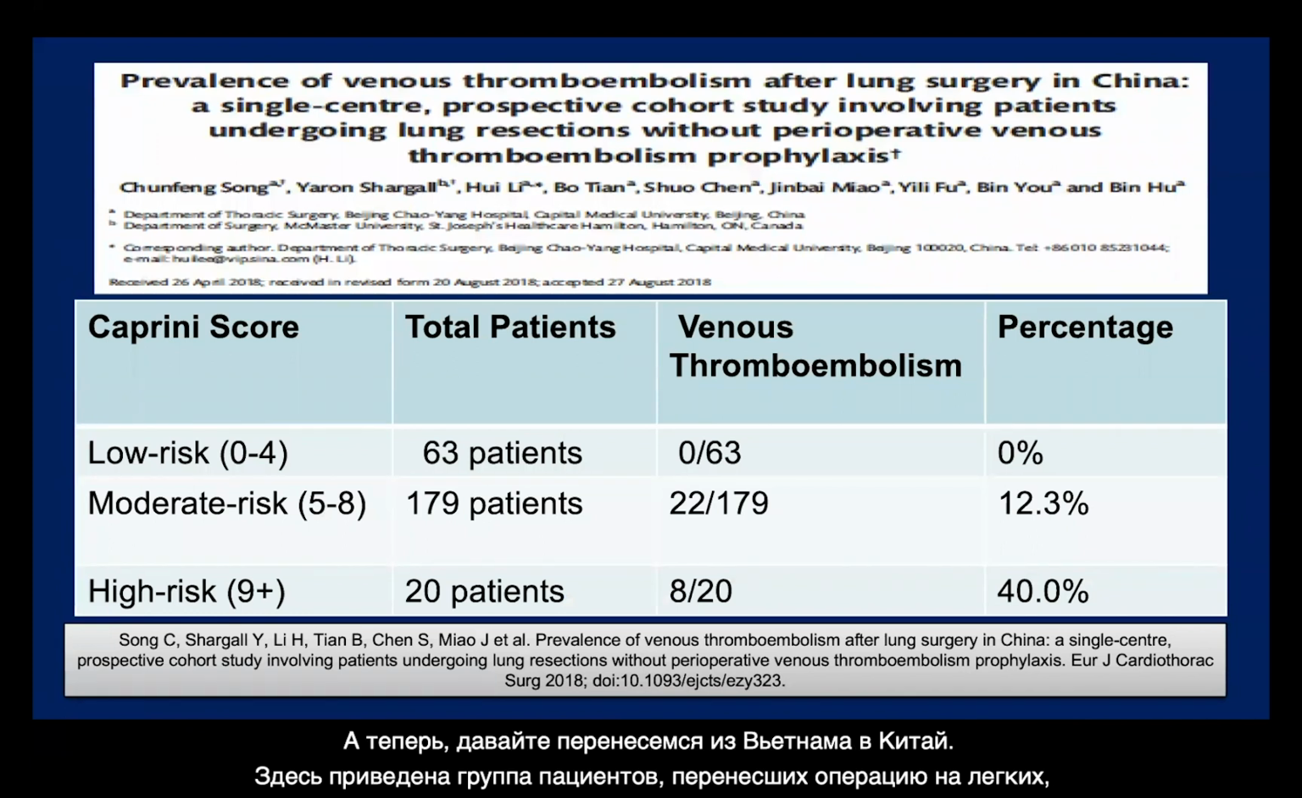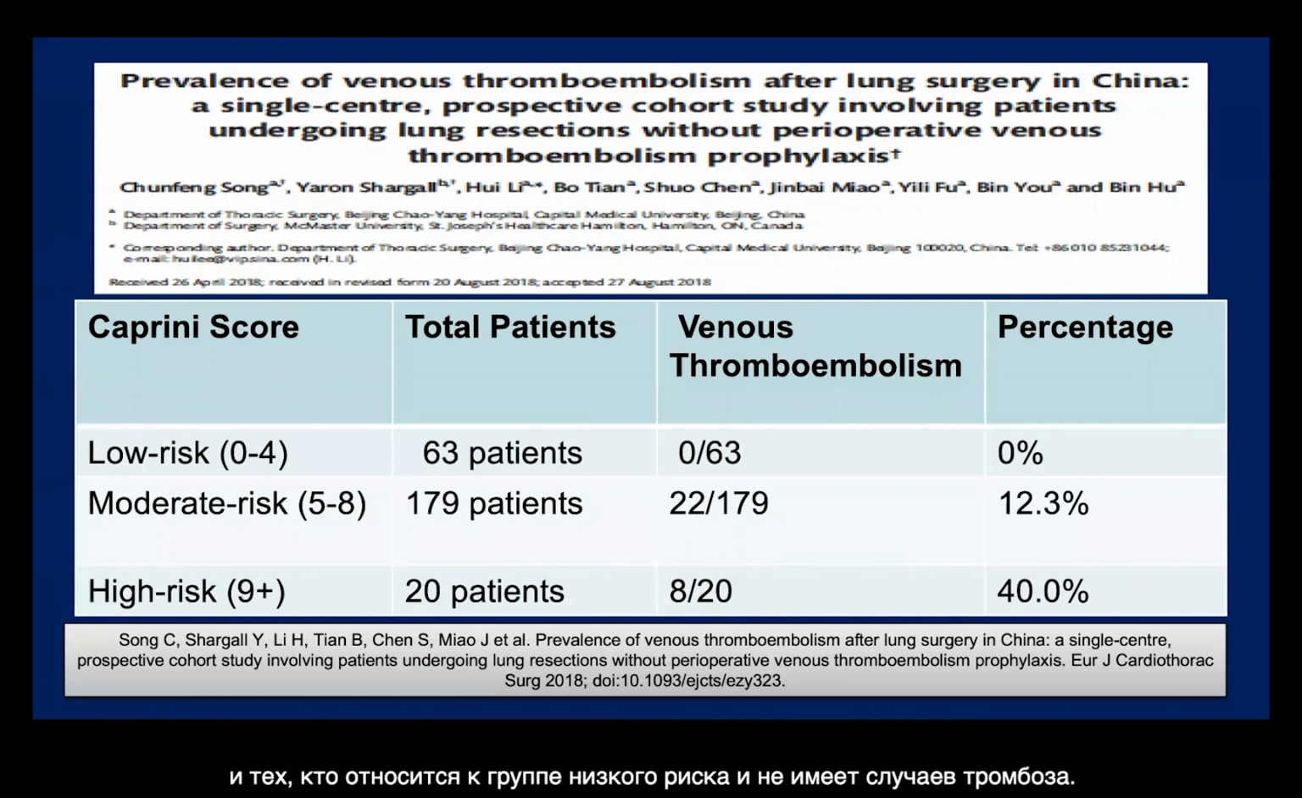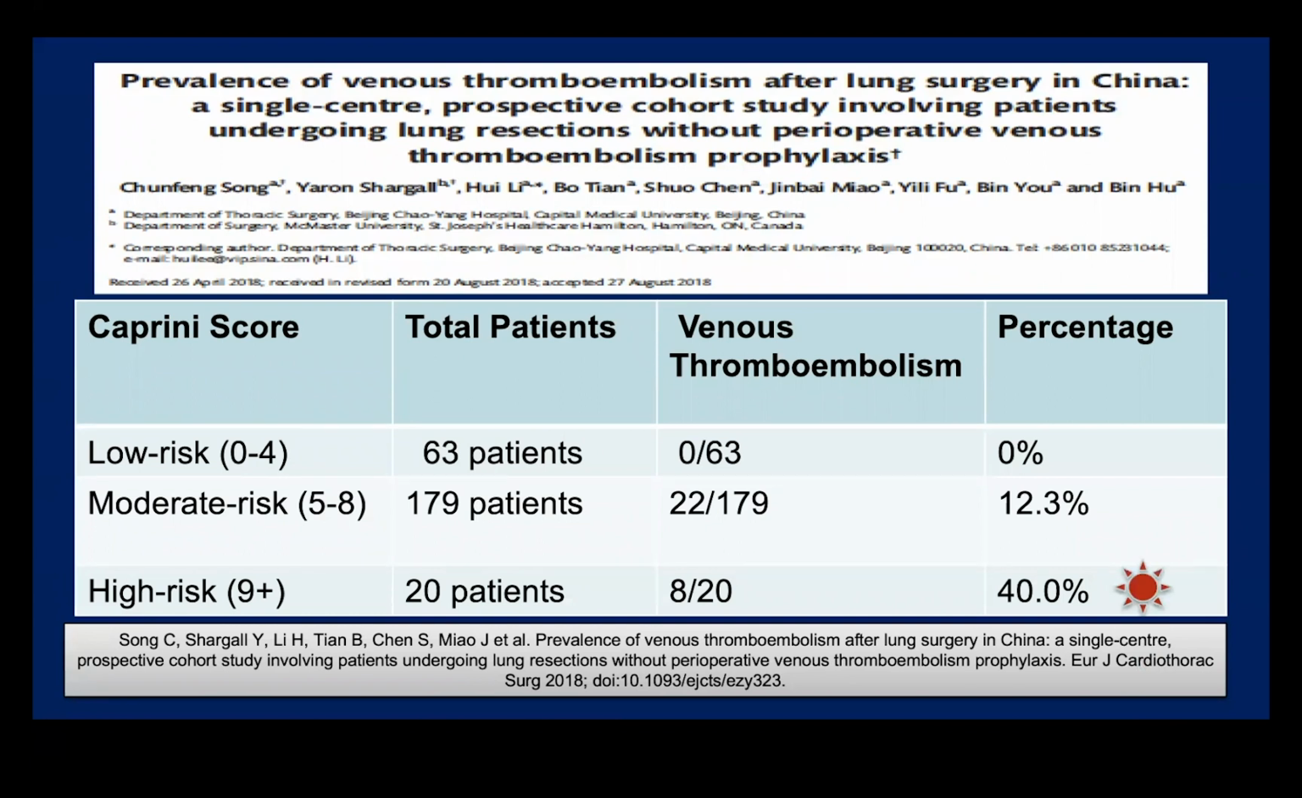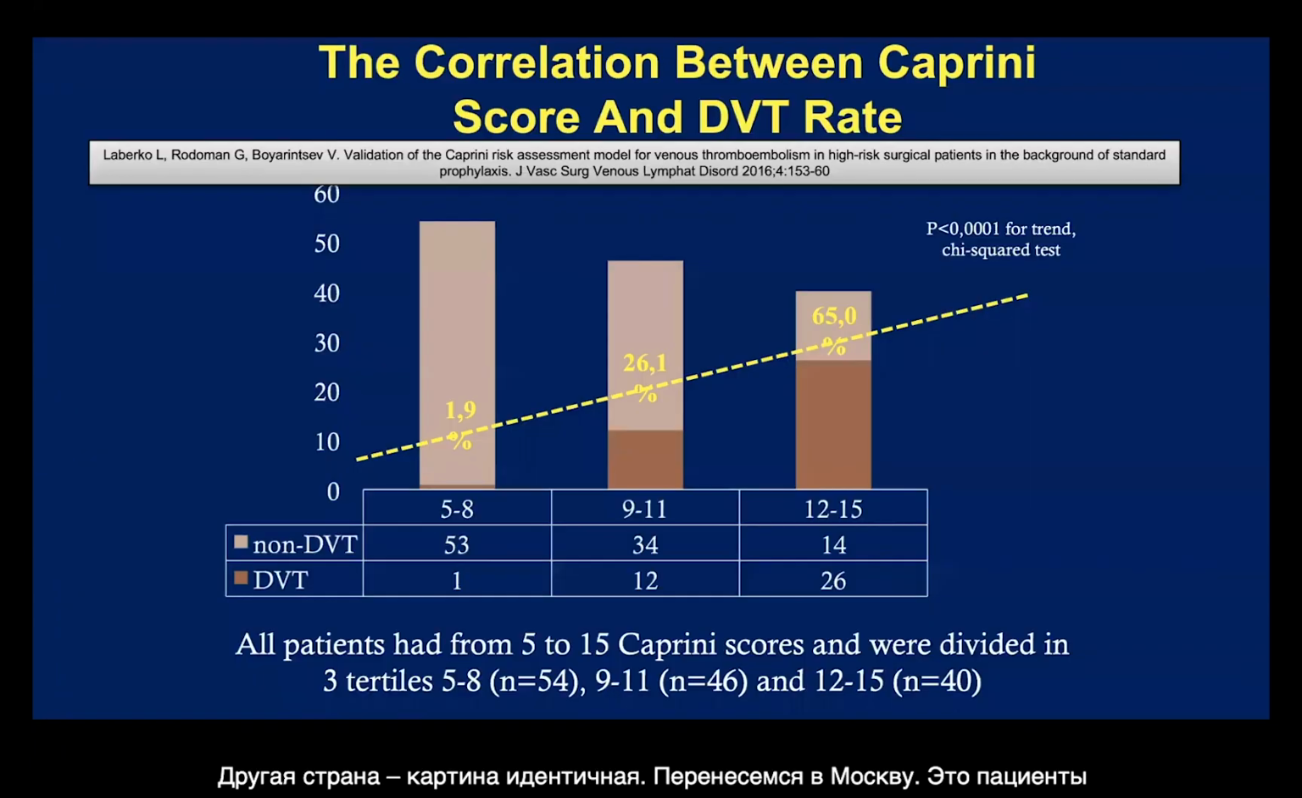And here we see a group of patients after lung surgery, and those that were low risk didn't have an incidence of thrombosis. But moderate risk patients, 5 to 8, 12%. But if there were 9 and above, it was 40%. Again, the same thing, different country.